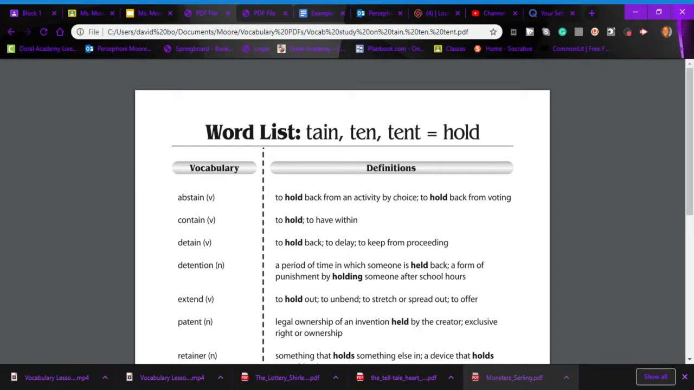It's going to happen a little later down the line. Patent is a noun. A patent is a legal ownership of an invention held by the creator, an exclusive right or ownership. Patents are used by an inventor who has created something, and they don't want anybody being able to copy what they've done. Patents don't only go with inventions. People have patents on names, brand names, trademarks, things like that.